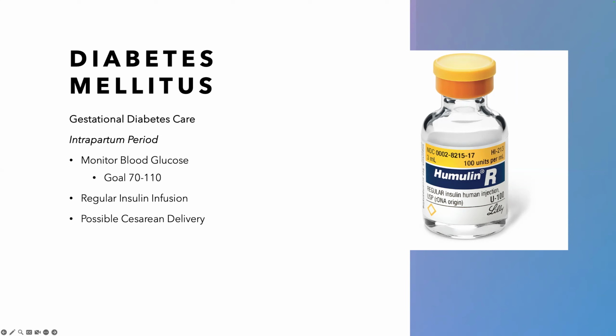We typically want their blood sugars between 70 and 110. If they need an insulin drip, it's going to be a regular insulin drip, just like in our pre-existing diabetics. And then same thing, these people are going to have C-sections if a complication arises. This is not a need for a C-section just because somebody has diabetes.